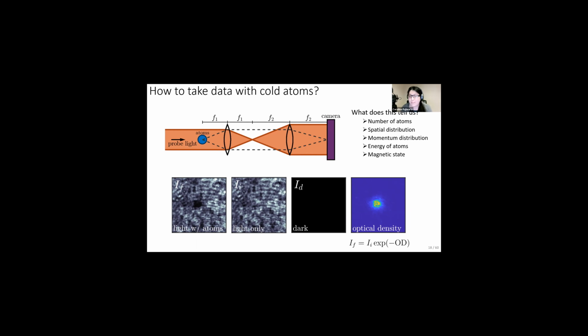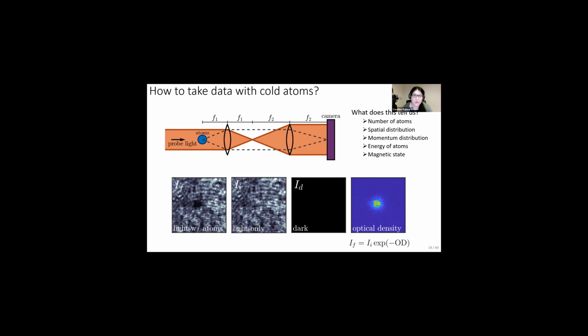So it turns out that this optical density, these pictures, what do they tell us? It turns out that it tells quite a wide variety of information. Well, first of all, the magnitude of that shadow tells us the number of atoms present. It's a picture, so it tells us the spatial distribution. And then momentarily I'll tell you that it can also help us measure the momentum and energy distribution of the atoms, and can also tell us the magnetic state of these atoms. So there's a whole bunch of information that can be extracted from these sorts of absorption images.